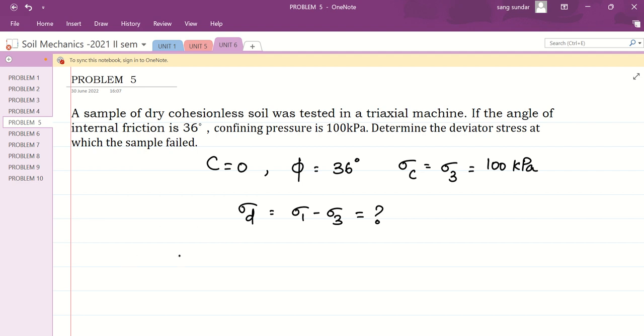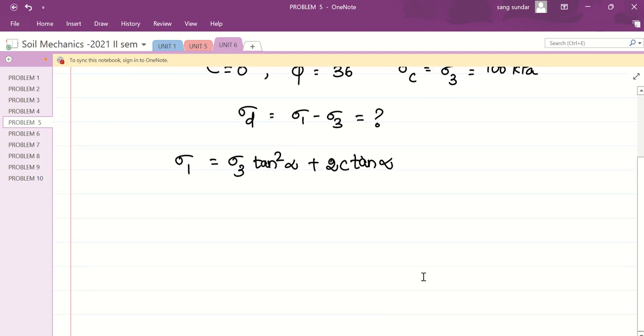Now let us apply our Mohr-Coulomb failure criteria. Sigma 1 is equal to sigma 3 tan square alpha plus 2c tan alpha. Right? So now whatever is given here, just write it down. Just substitute the values. We don't know what is sigma 1, just maintain it. And sigma 3 is being mentioned as 100 kPa. Substitute the value as 100 kPa.